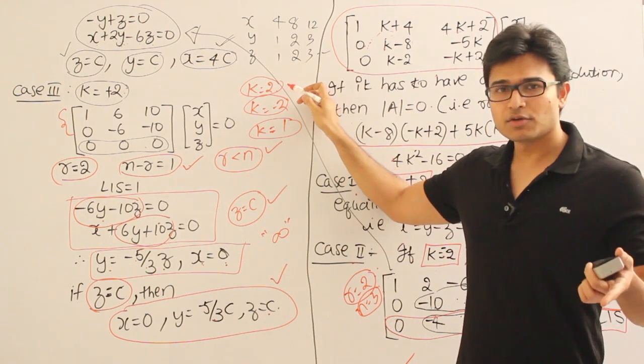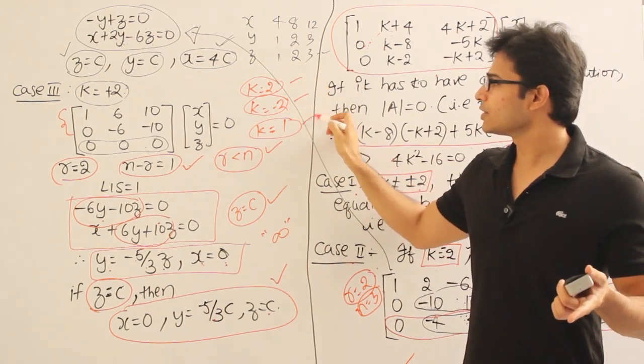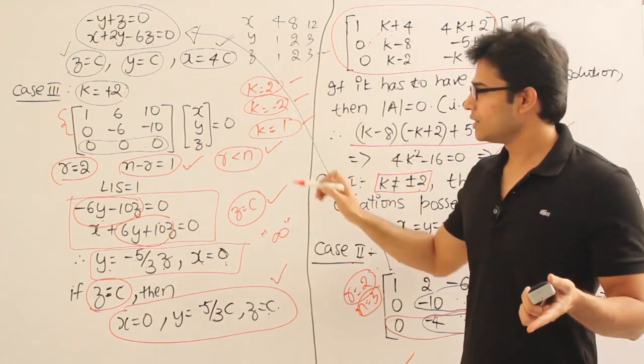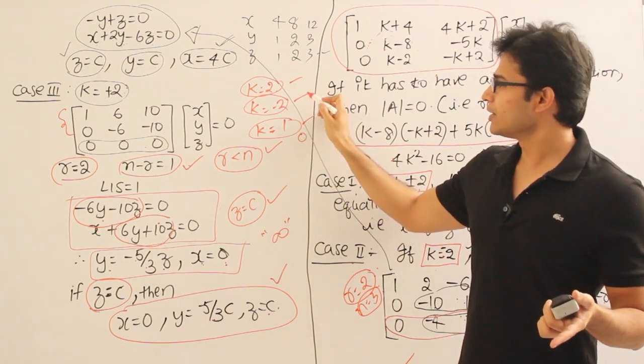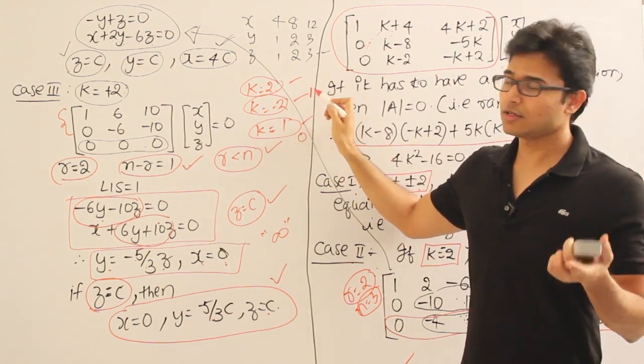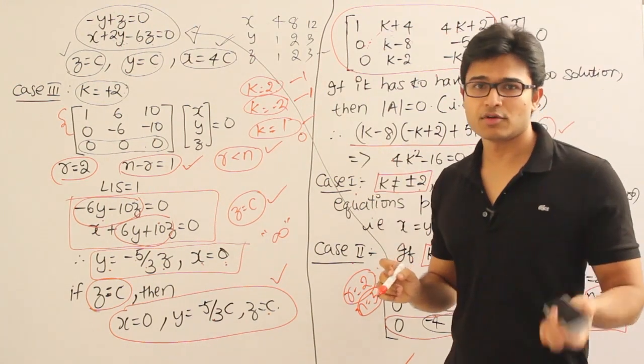How many linearly independent solutions are there? Here 1, here 1, here 0. Got it? So linearly independent solutions here are 0. Linearly independent solutions here are 1, because n minus r equal to 1. Here also 1, because n minus r equal to 1.